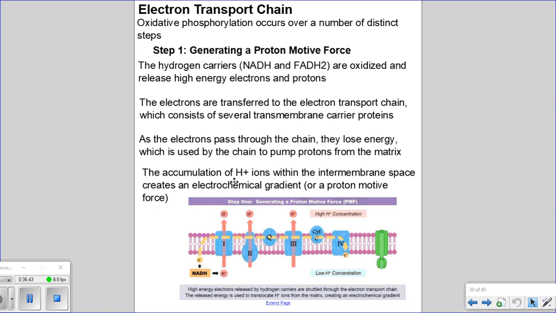Now, the accumulation of those hydrogen ions, those protons, within the intermembrane space creates an electrical gradient, electrochemical gradient, or a proton motive force. So we have this accumulation of these hydrogen ions here, and as they have a high concentration there, they want to move away from each other. The natural tendency is to diffuse or spread out. The mitochondria will harness this energy that's created in this proton motive force to now create ATP.